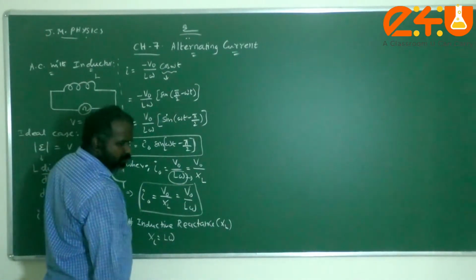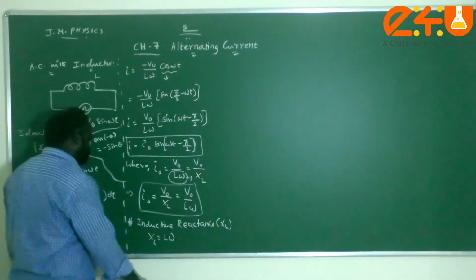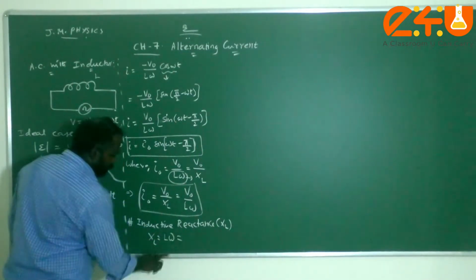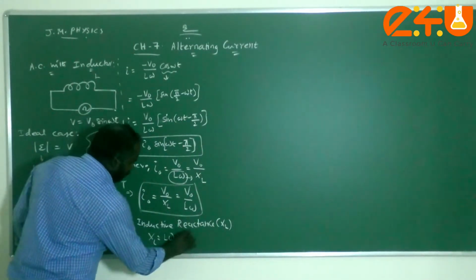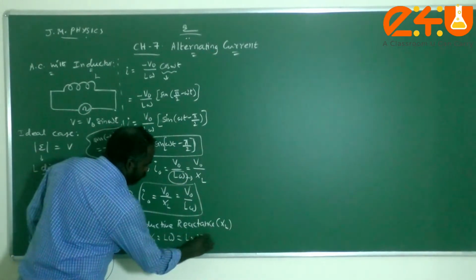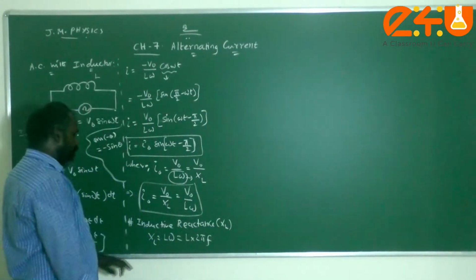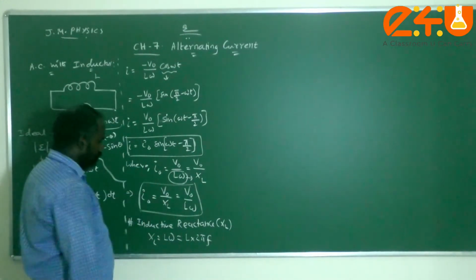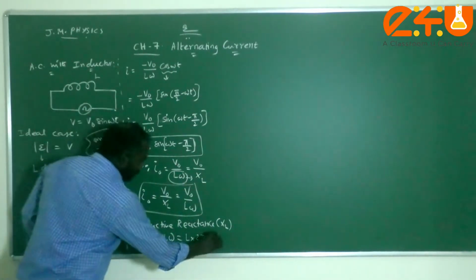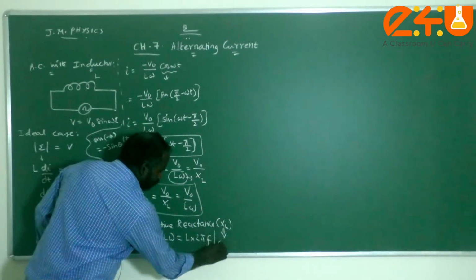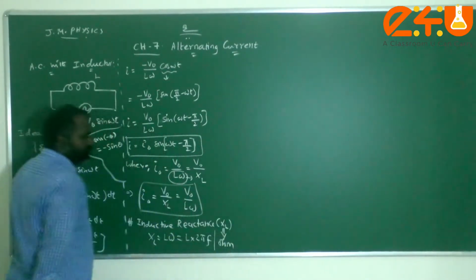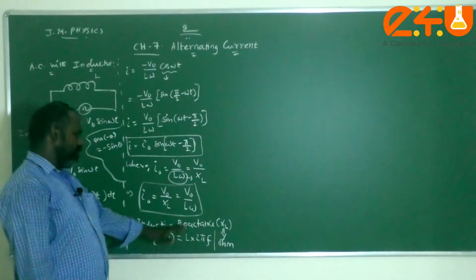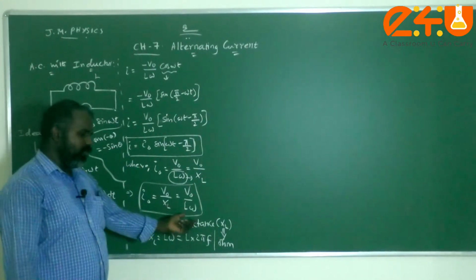In the previous video, we discussed the basics of alternating current, where omega is equal to 2 pi f. Therefore, XL is L into 2 pi f. As I said, from Ohm's law this has the dimension of resistance. Therefore, the unit for XL is nothing but ohm, because it plays the role of resistance.